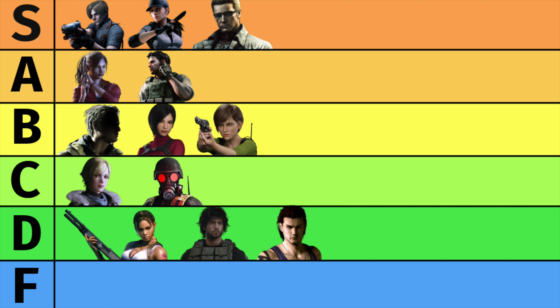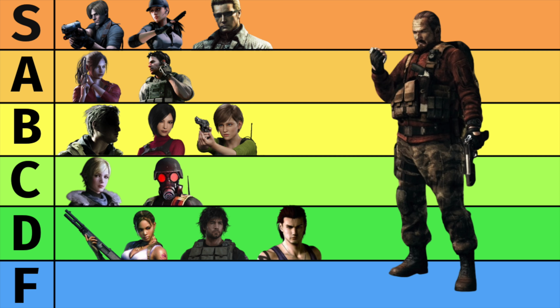But that's it. These are my corrections and my rankings. Though there is still one more thing that I must correct. There are a lot of characters missing here. Characters that ChatGPT did not include in its tier list for some reason. The biggest and most blatant omission is Barry Burton.